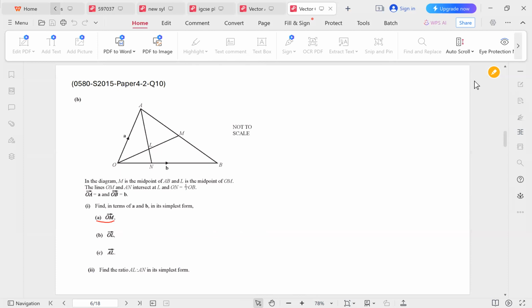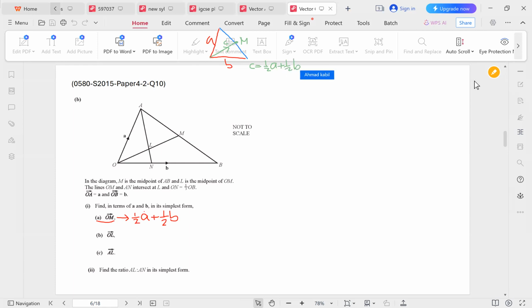In fact, I'm going to do the opposite. I'm going to tell you the shortcut first. The answer to this is just going to be half A plus half B. How did I find this out? There is a theorem that says that if you have two vectors, A and B, and you have a vector going through the middle and cutting the third line at the midpoint, this vector C is going to equal half A plus half B.